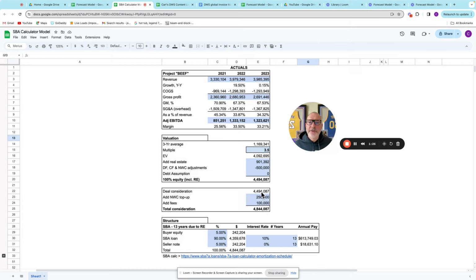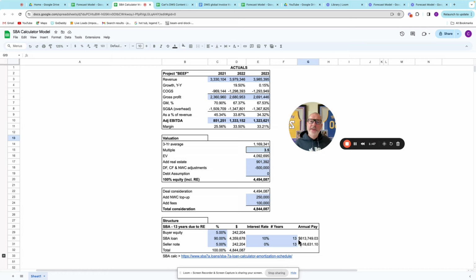And then with fees and additional working capital that we're going to need, and all the SBA guarantee fees, etc., this is going to be about $4.8 million and change. And then the model calculates this on a 13-year term because there's real estate involved. So 5% equity down, 90% SBA loan, 5% seller notes.